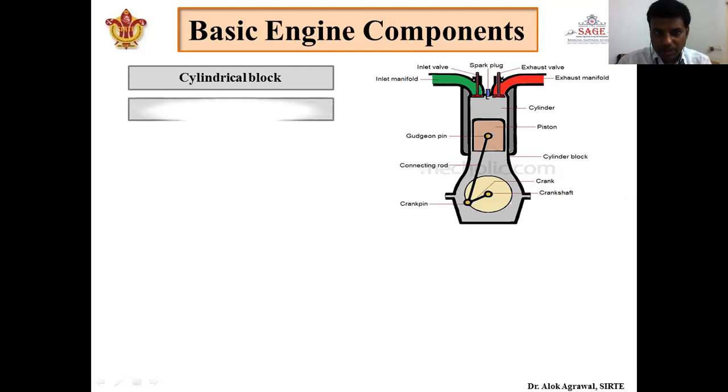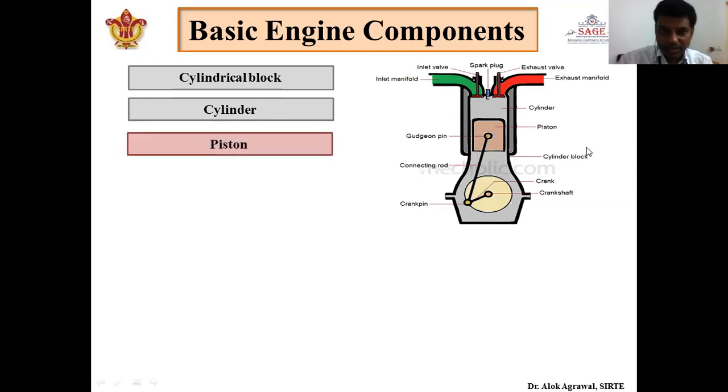Next is our cylinder. Above the cylinder block, the cylinder is attached to it. This portion is called cylinder. The color I have made the same so that it is easy to understand. This is located over the cylindrical block, in which the piston moves. Inside this cylinder the piston will reciprocate.